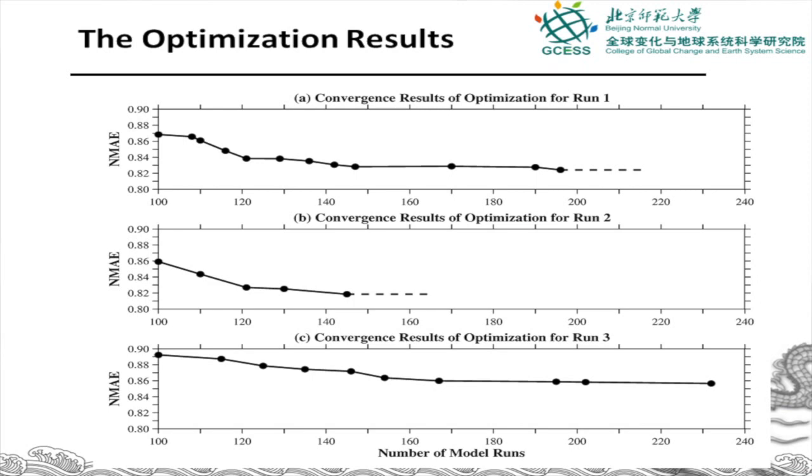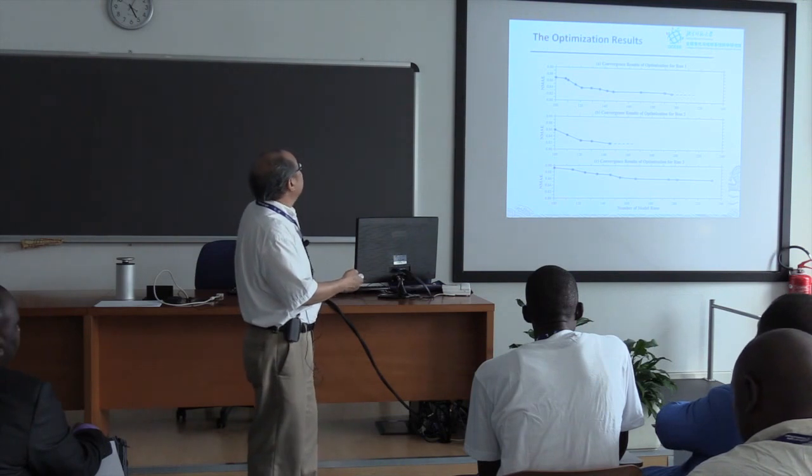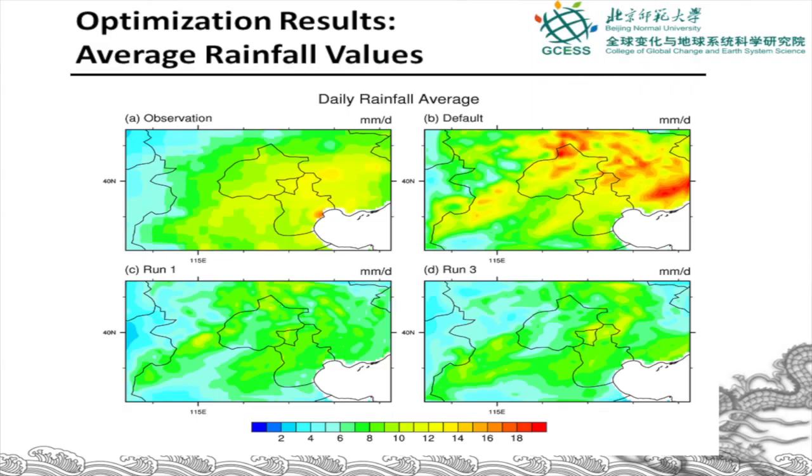And this is the convergence process. After about 200 model runs, we find the optimal when we only optimize the precipitation. Optimizing the surface air temperature takes us less than 150 model experiments. And when we try to optimize both, it takes about 230 something. Okay, it converges.